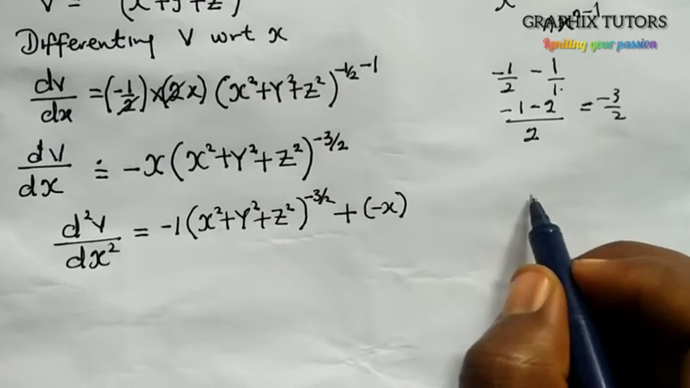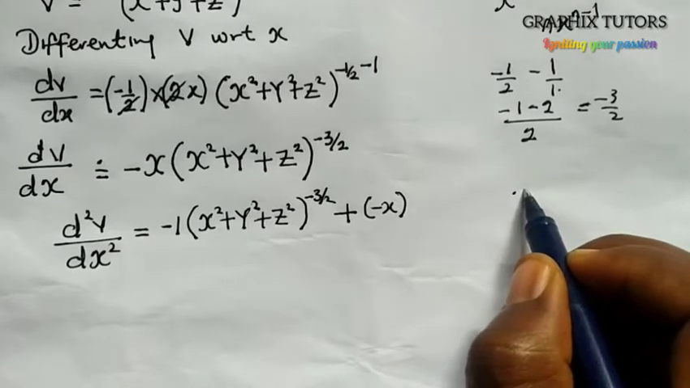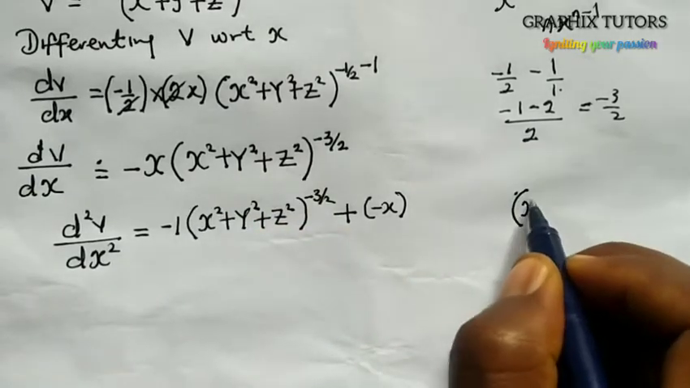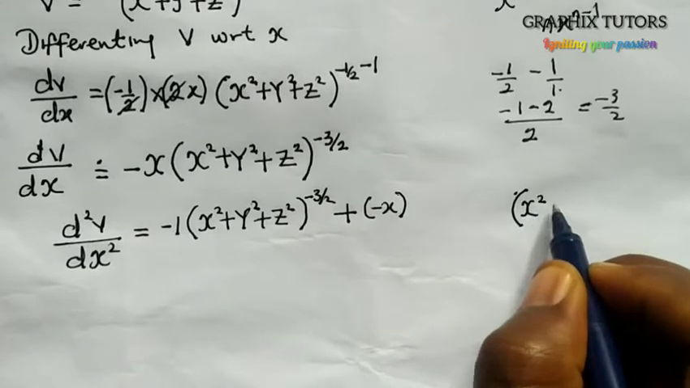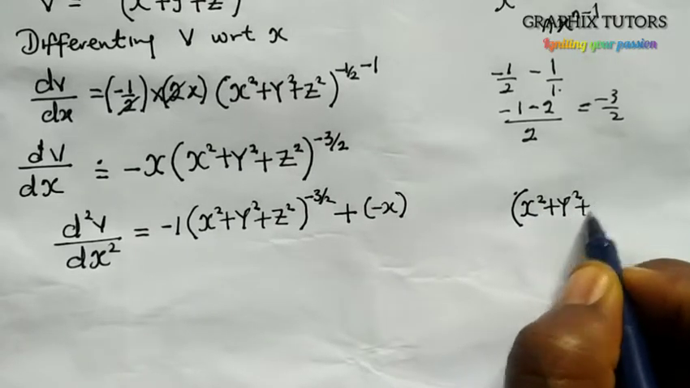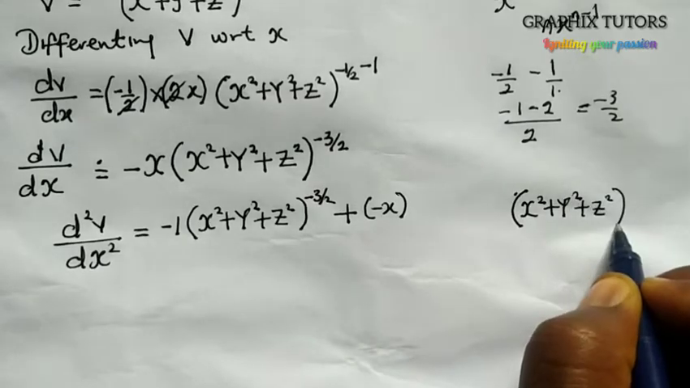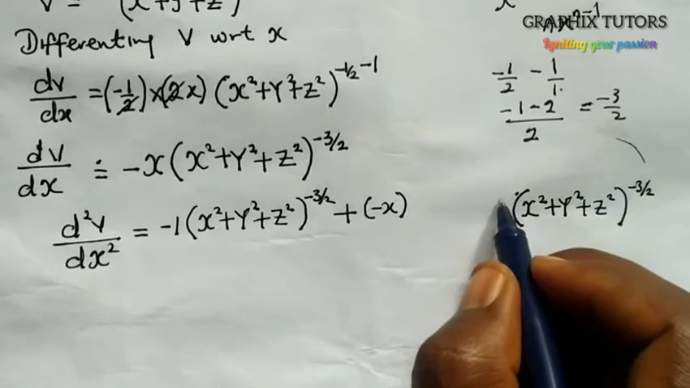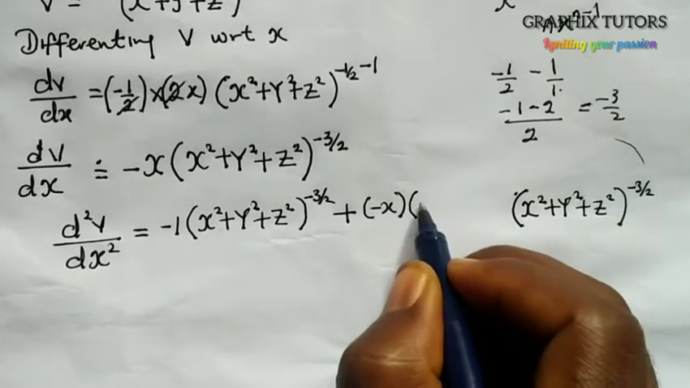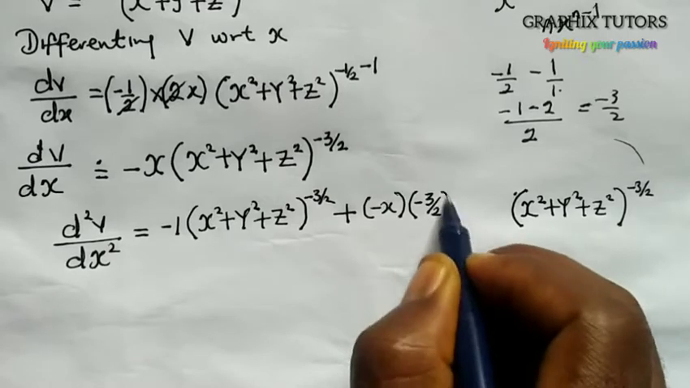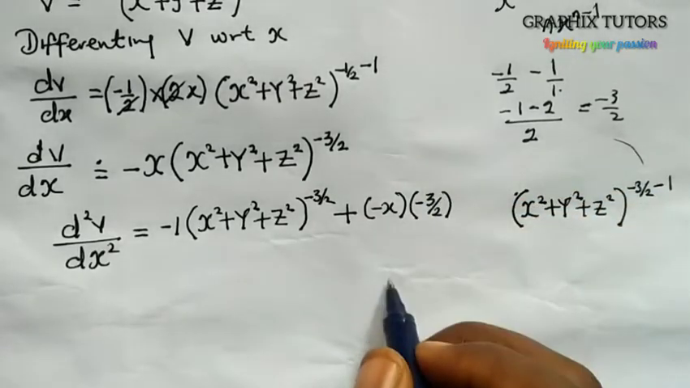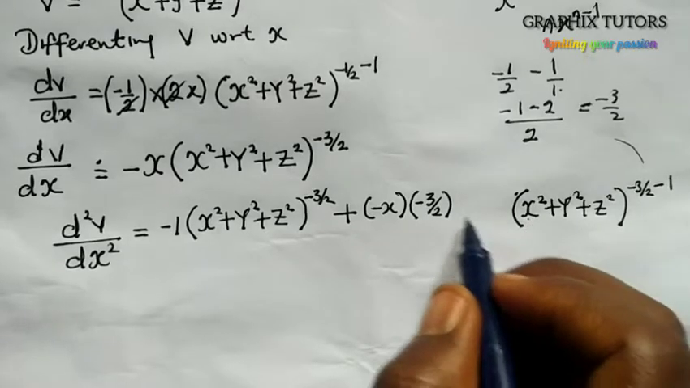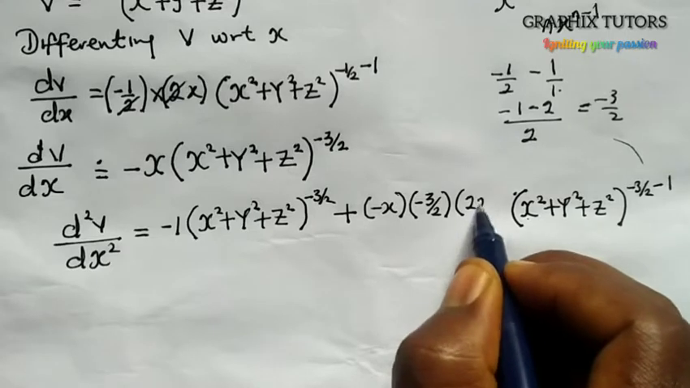I'll write back this question, which is what? Because it's chain rule, so it will be x squared plus y squared plus z squared to the power of what? Minus 3 over 2. So if I bring minus 3 over 2 to the front, I'll be having bracket minus 3 over 2. So I must subtract 1 here because I brought it to the front. Now I'll differentiate x again. This x squared will give 2x. So multiply by what? 2x.